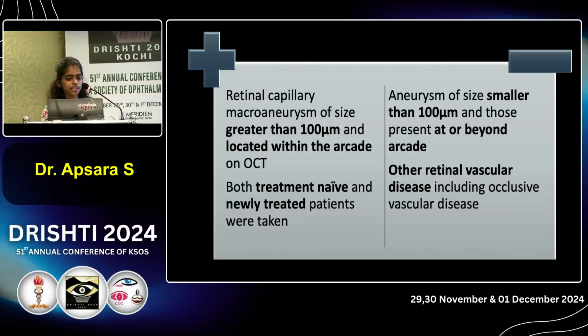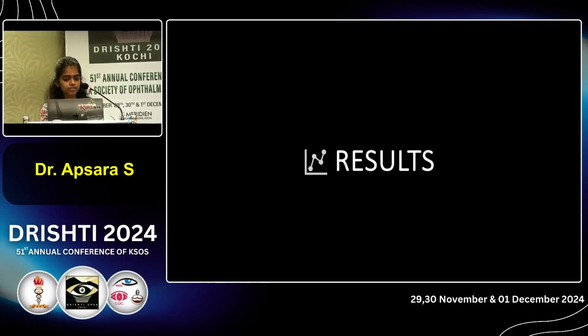The study group included retinal capillary macroaneurysm of size greater than 100 microns and those located within the arcade. Both treatment-naive and newly treated patients were taken, and aneurysms of size smaller than 100 microns and those present at or beyond the arcade were excluded. Other retinal vascular disorders were also excluded.